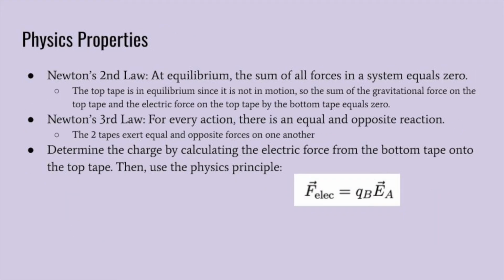The physics properties applied are the following. Newton's second law, which is, at equilibrium, the sum of all forces in a system equals zero. The top tape is in equilibrium since it is not in motion, so the sum of the gravitational force on the top tape and the electric force on the top tape by the bottom tape equals zero.